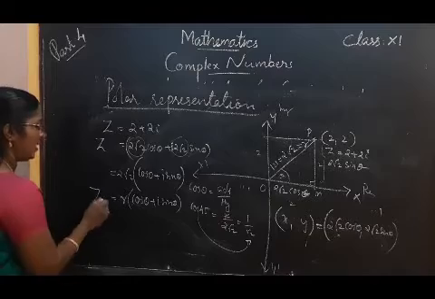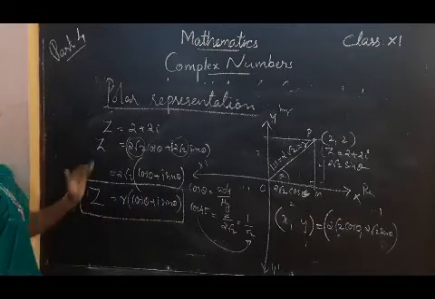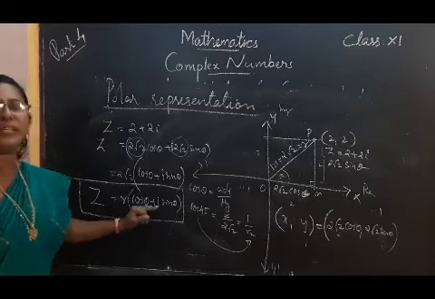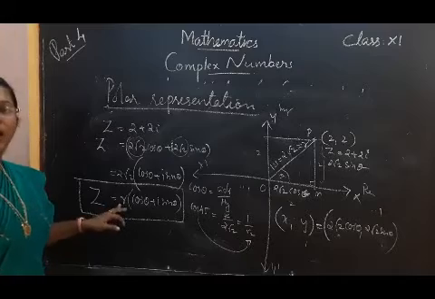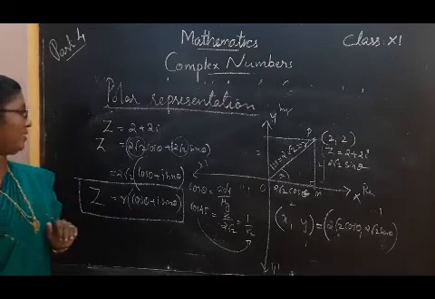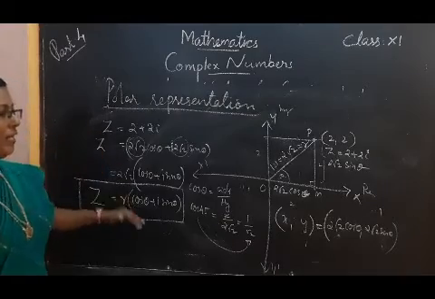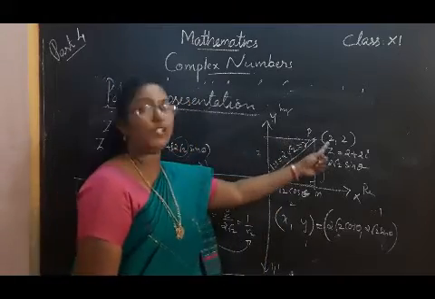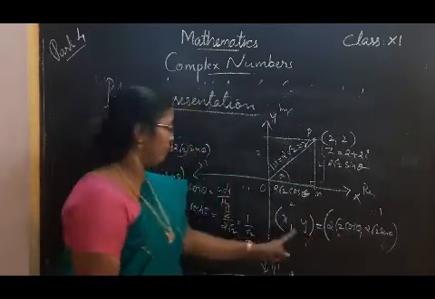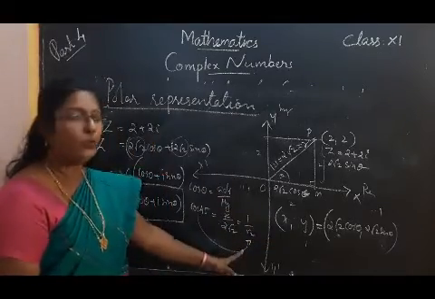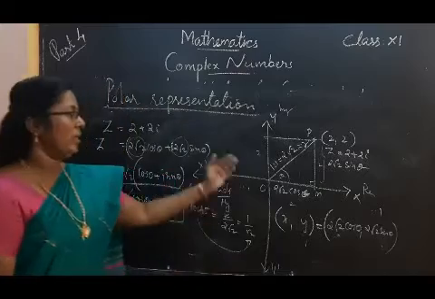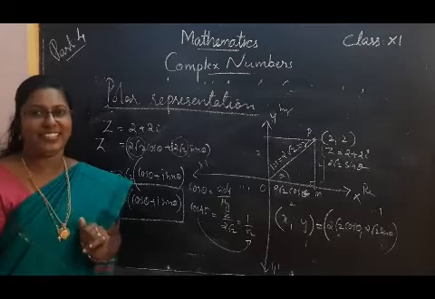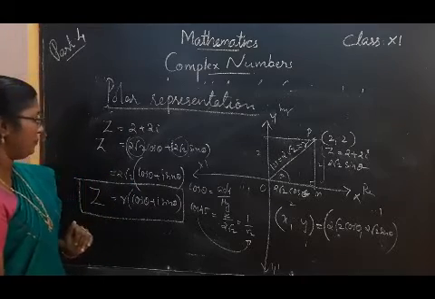The general polar form of a complex number is z equal to r into cos theta plus i sin theta. Clear? The formula is derived from this concept. Here 2 is the coordinate, and instead of this 2 we can write 2 root 2 cos theta. In the same way sin is also 1 by root 2, so we can write this. No need to prove, I just explained this proof. Here z equals r cos theta plus i sin theta. Clear? Then we can find theta.